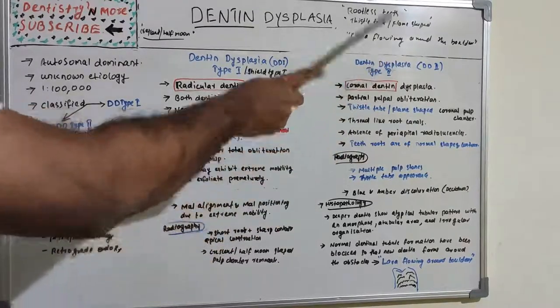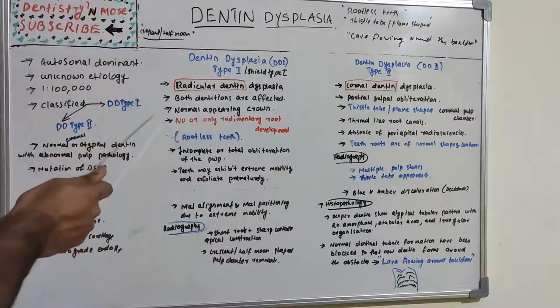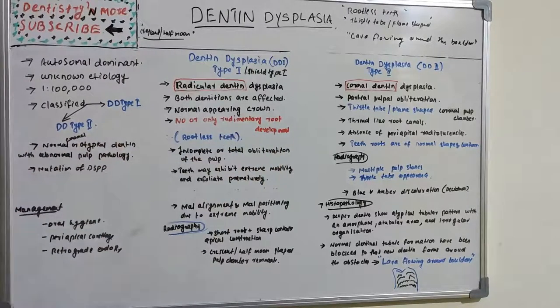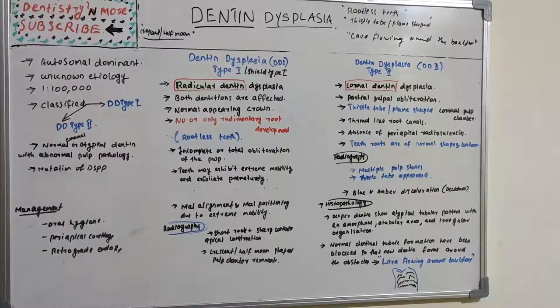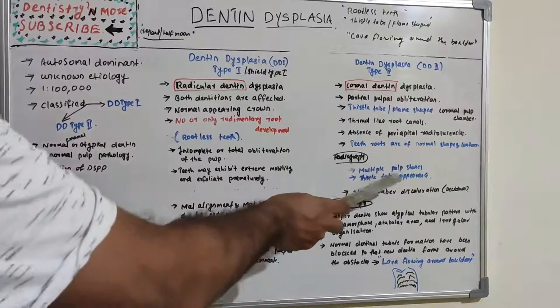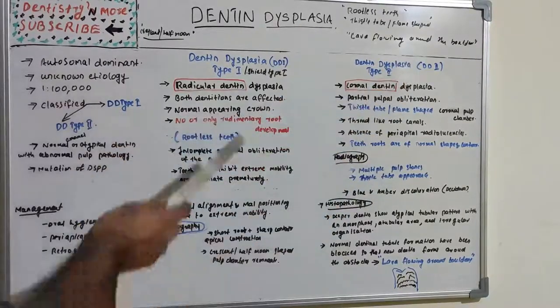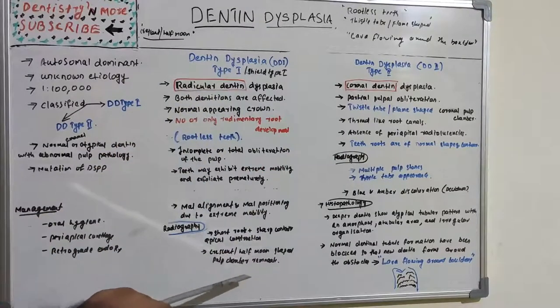Here the problem is with coronal dentine, whereas in type 1 it is radicular dentine, so the root is rudimentary. Here the roots are normal. Radiologically, multiple pulp stones will be there, and a thistle tube or flame-shaped appearance can be seen. So thistle tube or flame shape is in type 2, rootless in type 1, and crescent or half moon shaped pulp chamber in type 1. There will be blue and amber discoloration seen in dentine dysplasia type 2, but only with deciduous dentition. Permanent dentition looks normal.